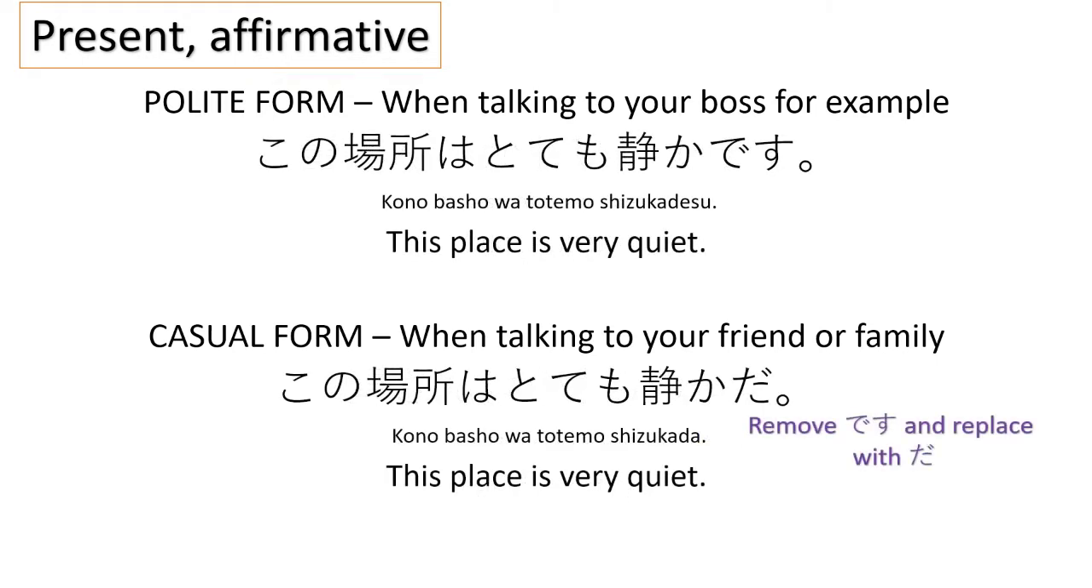For the na adjective, kono basho wa totemo shizuka desu. This place is very quiet. Now, to make it casual form, kono basho wa totemo shizuka da. This place is very quiet.